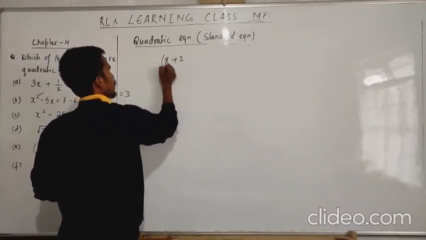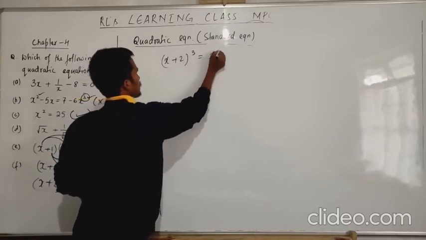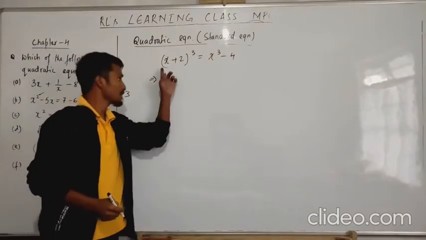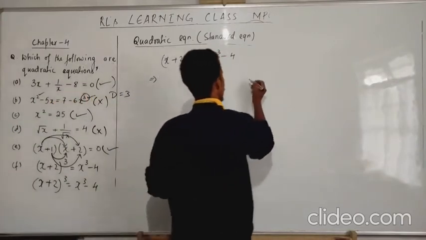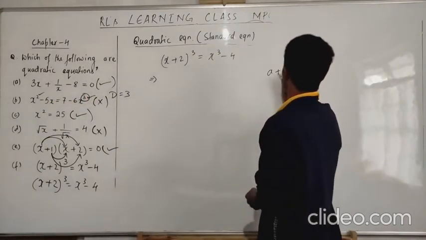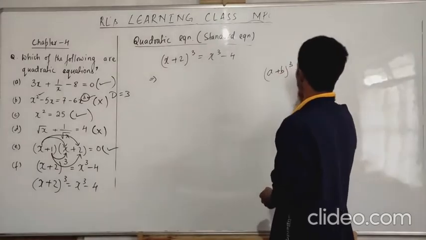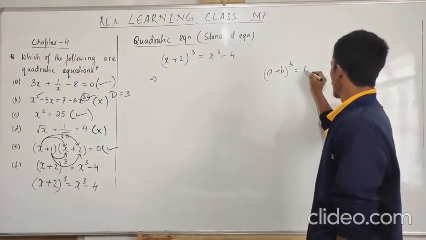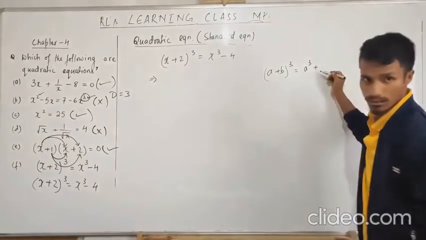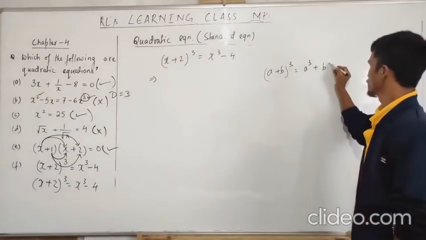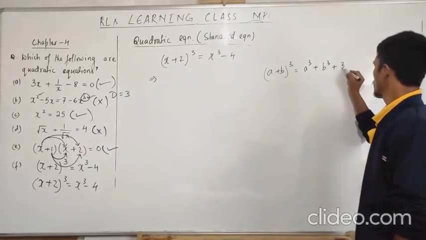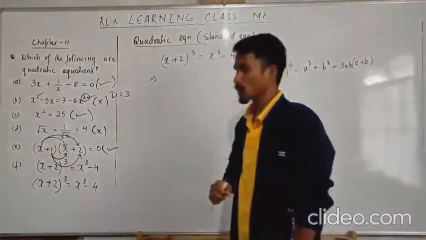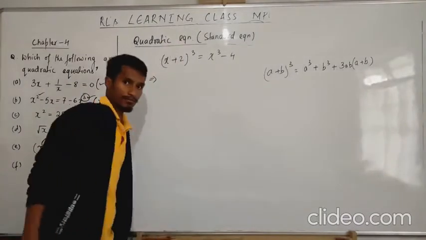x plus 2 whole thing cubed equal to x cube minus 4. Now we have a formula for a plus b whole thing cubed. If you know this, a plus b whole thing cubed is equal to how much? This is equal to a cube plus b cube plus 3ab into a plus b. We have this formula.